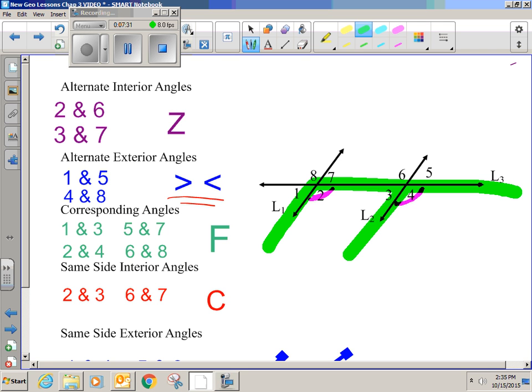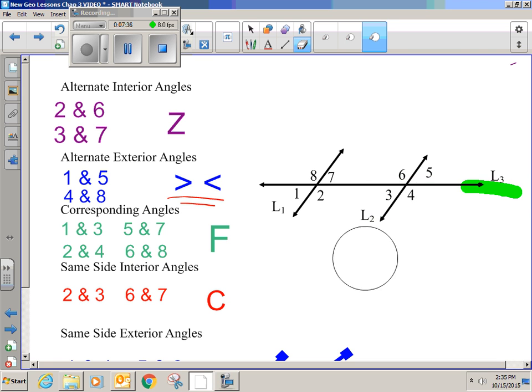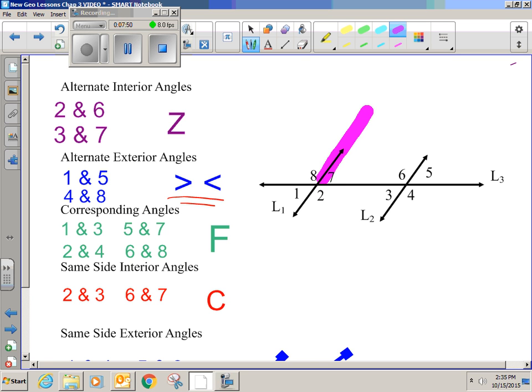We also have same side interior angles. Same side interior angles are on the same side of the transversal, but they're both inside. They're on the interior of the parallel lines. They make the letter C. So an example could be angles 7 and 6. Do we see the C right there? The other ones could be angles 2 and 3. I'll do that in green. That's right there. And again, we have a C.